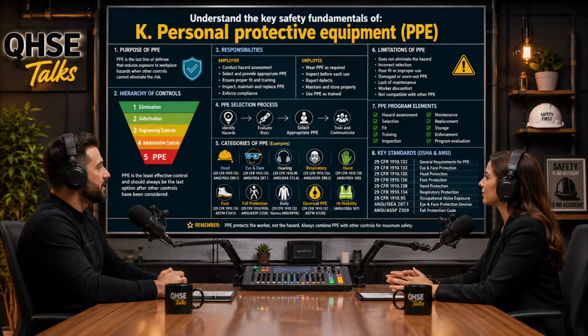MUC equals APF times PEL. Okay. We know our full-face respirator has an APF of 50. We know our asbestos PEL is 0.1, so we multiply 50 times 0.1, and that equals 5.0. So our maximum use concentration is 5.0 fibers/cc.